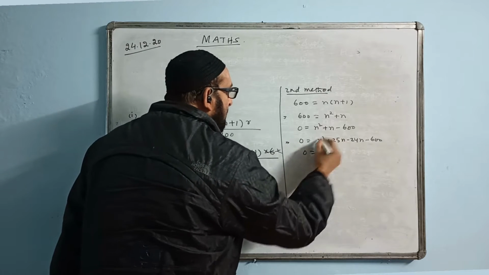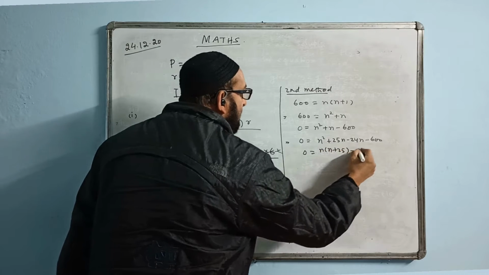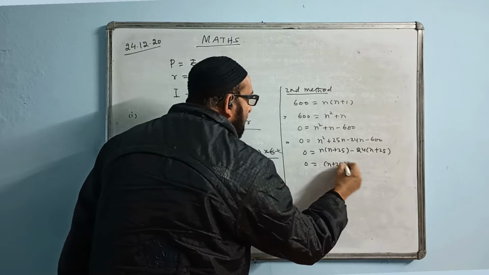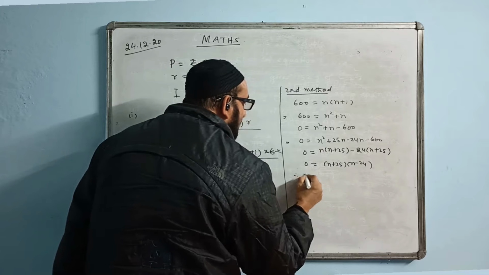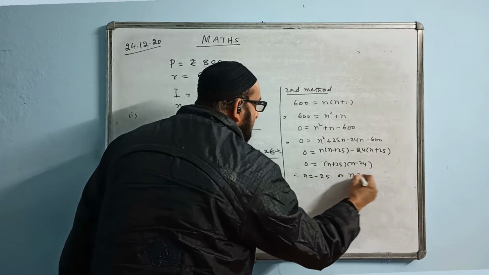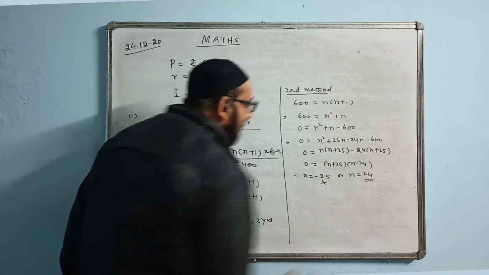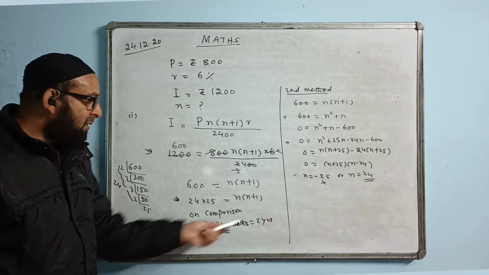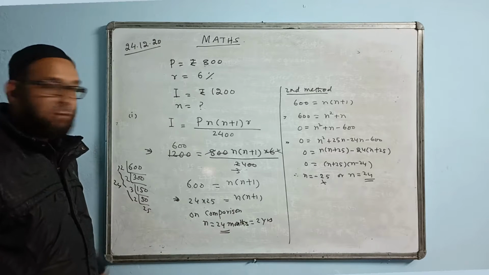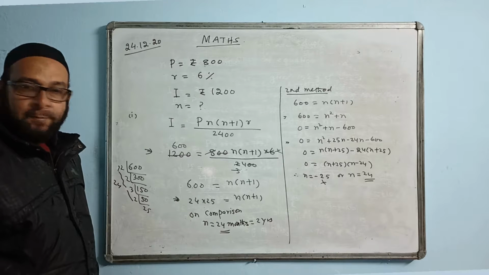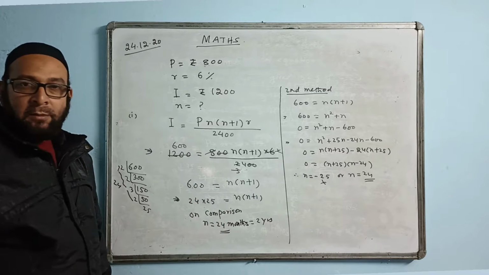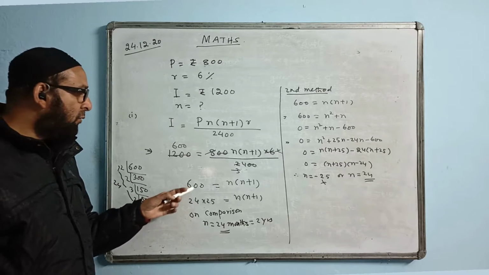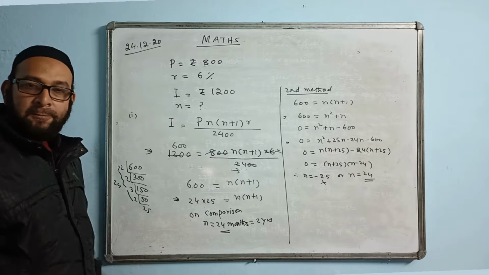Now here you get n common, here it comes n plus 25, minus 24 is common, it comes n plus 25. 0 is equal to n plus 25 into n minus 24. Therefore, either n is minus 25 or n is 24. So, the negative answer is not possible, so 24. That's what we got here. So, n is equal to 24 months, which is the same as 2 years. So, that is also a method. I think the first will take slightly shorter time because these two numbers are continuous numbers, consecutive numbers. We will do it by this method.